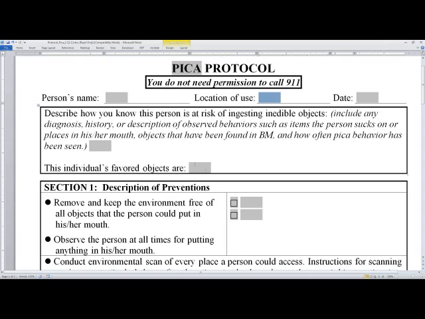Does the person have specific objects that you believe that they favor? Are they looking for certain things that they're eating or placing in their mouth? You're going to describe that right here.